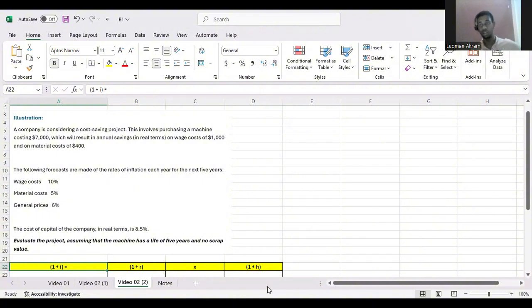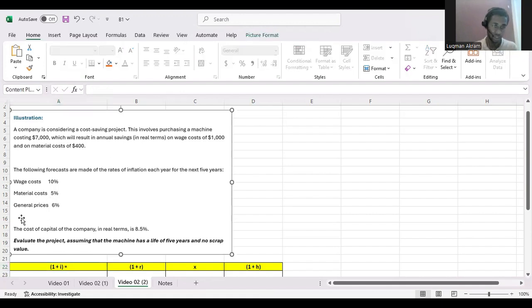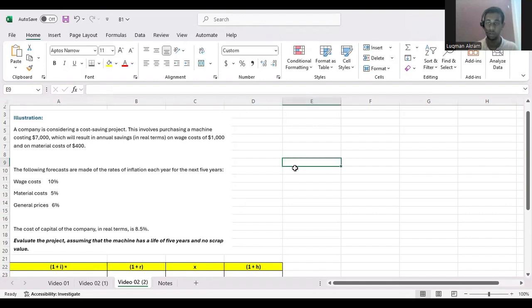The following forecasts are made of the rates of inflation each year for the next 5 years. Wage costs would be increasing by 10%, material costs would be increasing by 5%, general prices by 6%. This is the general rate of inflation. The wage costs and the material costs are specific rates of inflation. The cost of capital of the company in real terms is 8.5%. Evaluate the project assuming that the machine has a life of 5 years and no scrap.